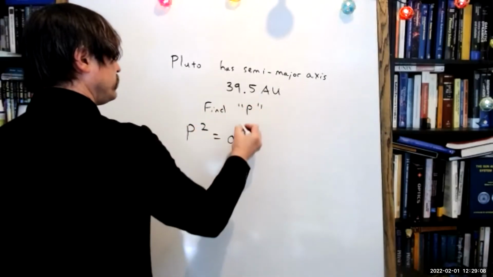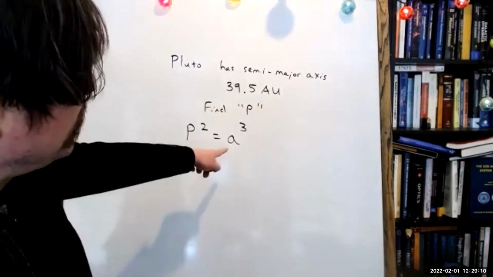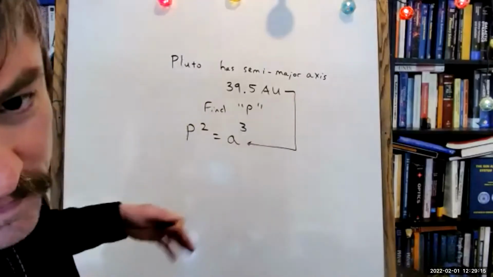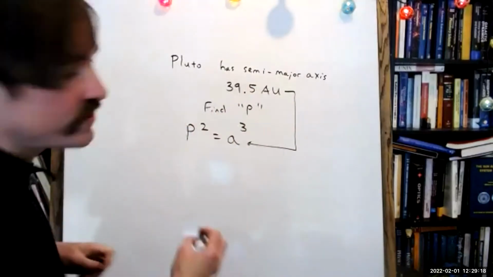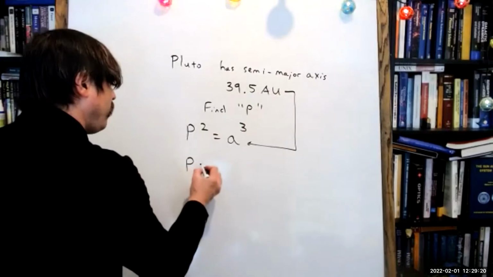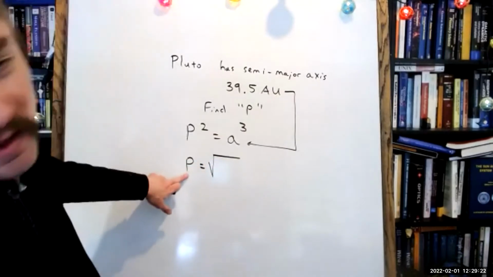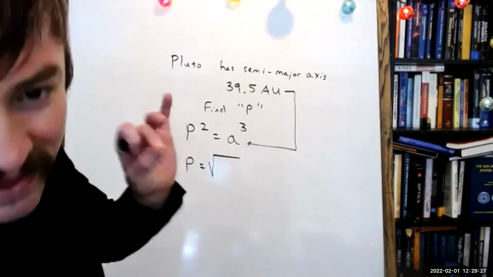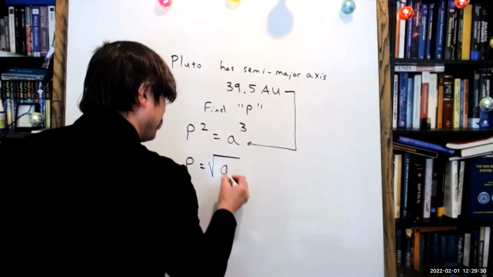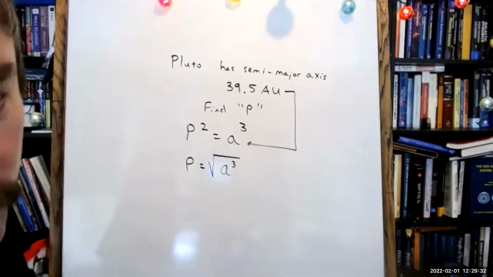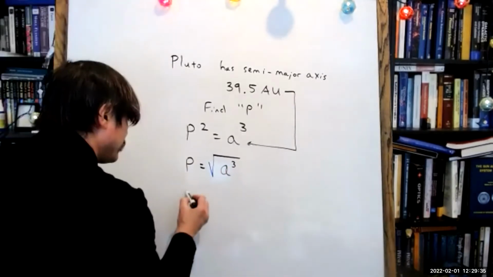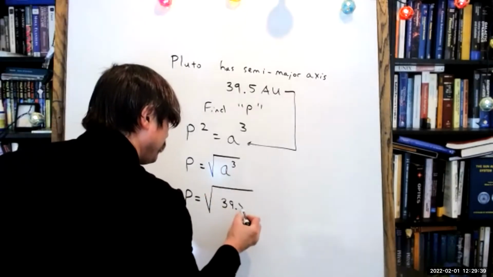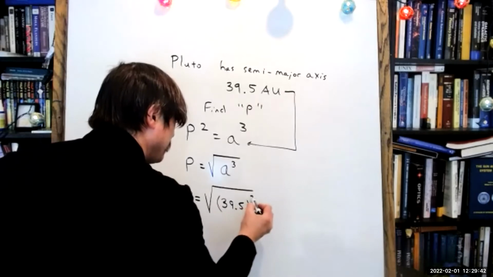P squared is equal to A cubed. We could plug this in for A, but I like to solve for the period first by taking the square root of both sides. I always like to start solving algebraically for the variable I want and plugging in the numbers afterwards. That's good math style. So P squared is equal to A cubed. That's how I would write it. And then I would substitute in for my A: P equals the square root of 39.5 cubed.